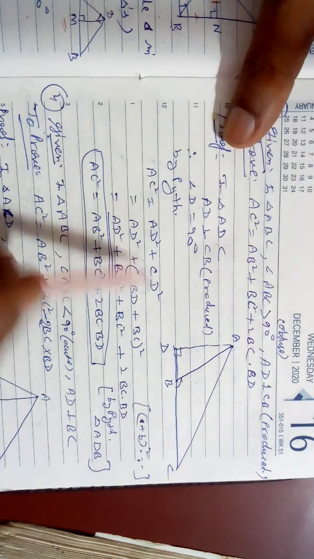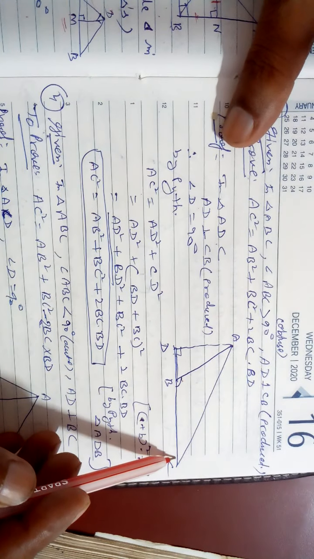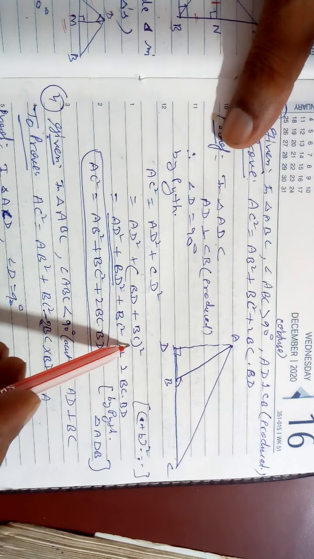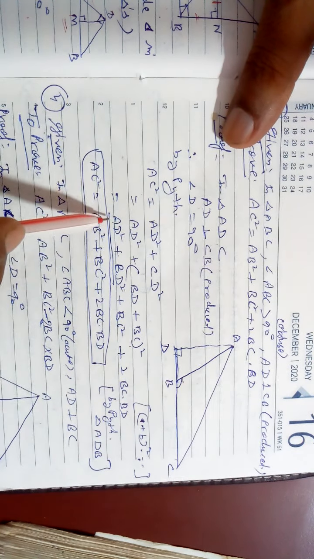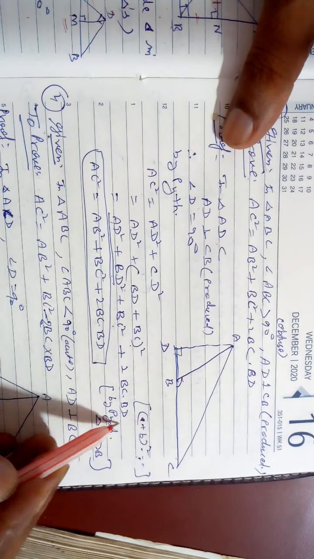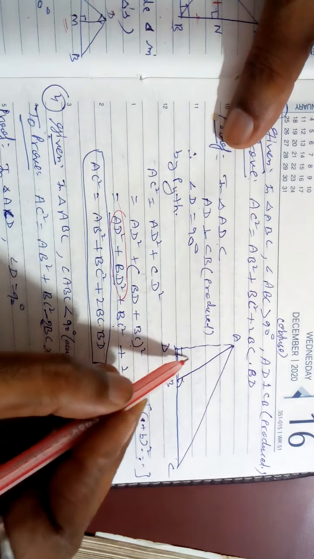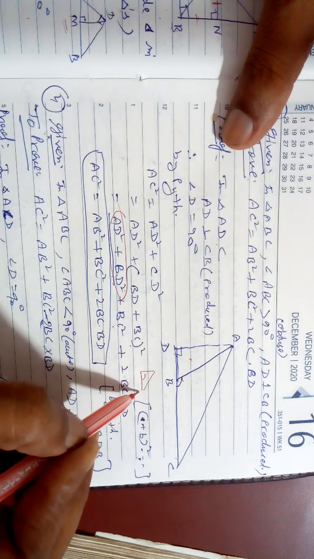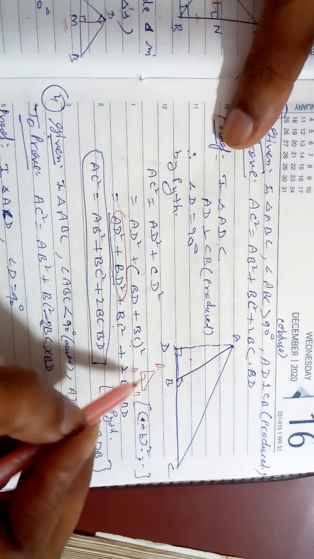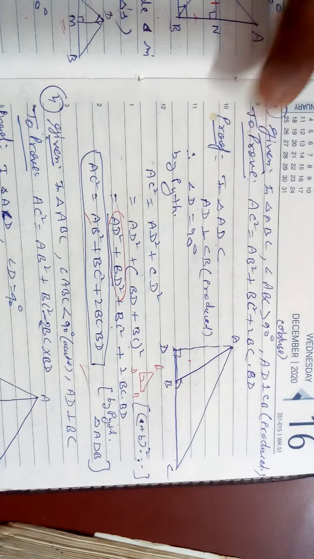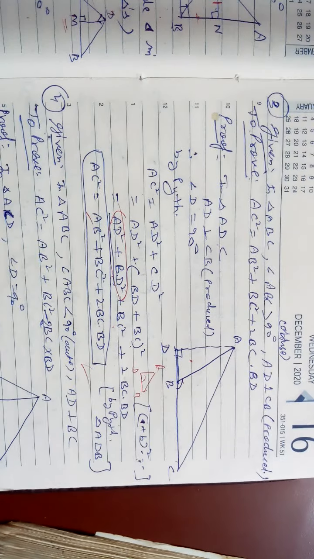By applying Pythagoras, AC square is equal to AD square plus DC square. But DC is a part of DB plus BC whole square. Apply (A plus B) whole square, you will get AD square plus BD square plus BC square plus 2BC into BD. But AD and BD in this triangle give you again 90 degrees. So by Pythagoras in this triangle, AB square equals AD square plus BD square, and hence proved. You are getting the same thing.